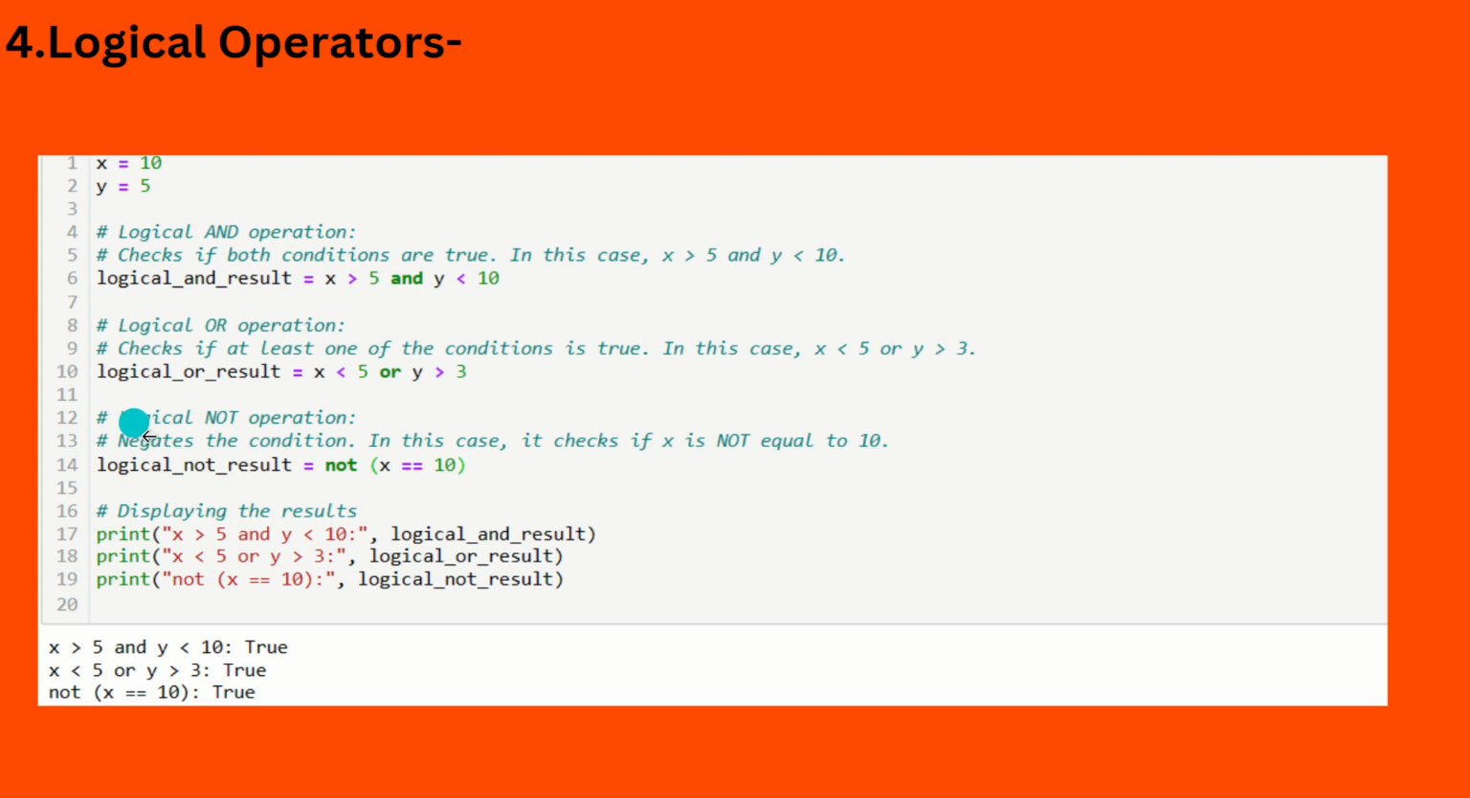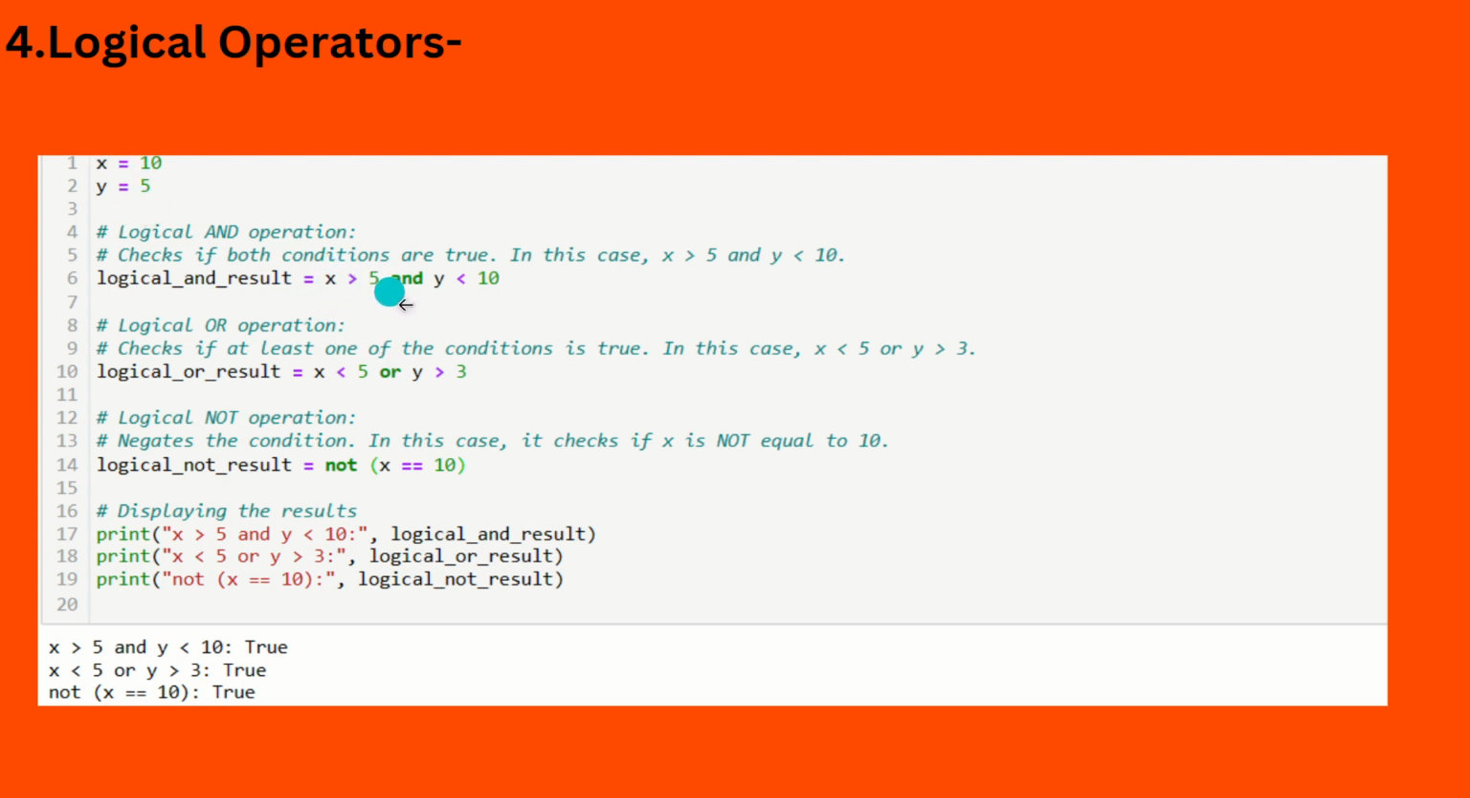Next, logical operations. Logical AND, logical OR, and logical NOT are the three operations which we perform here. X and y are two variables assigned the values 10 and 5 respectively. Logical AND is something where, when both the conditions are satisfied, only then you get the output as true. Else you will not get true. And this is the keyword for logical AND: A-N-D.